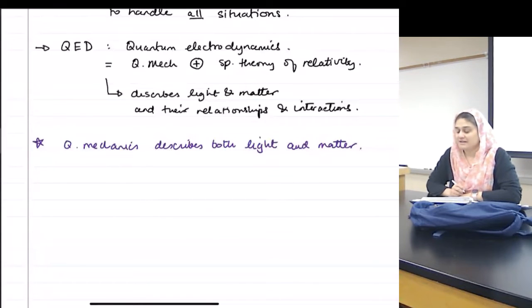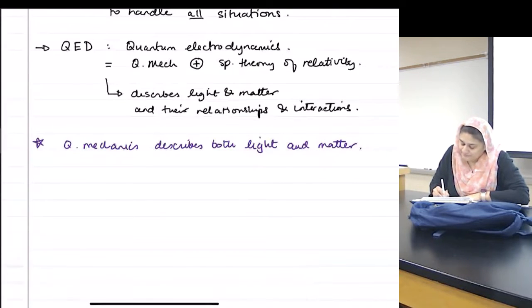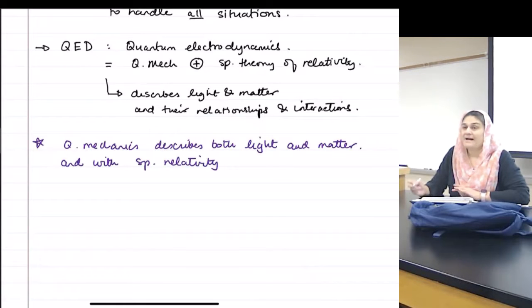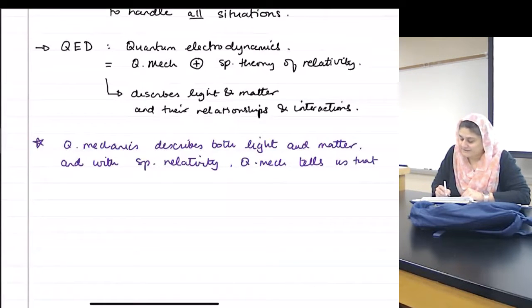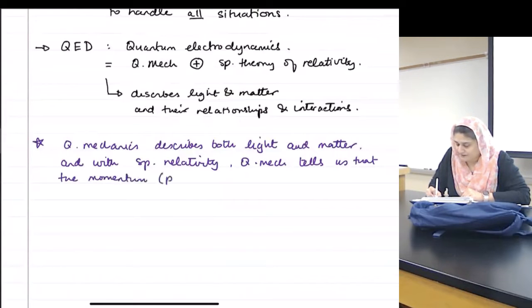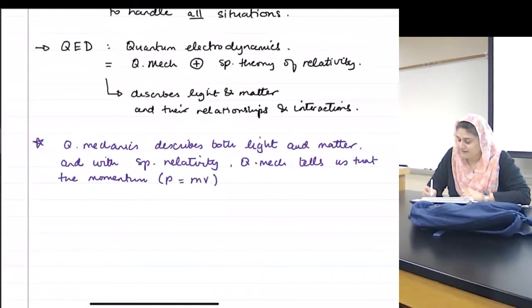Okay, so quantum mechanics describes both light and matter, but with the addition of special relativity on top of it. Quantum mechanics tells us that the momentum P, what is momentum defined as, guys? Mass times velocity. And momentum is a vector.